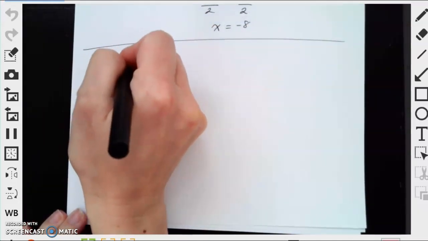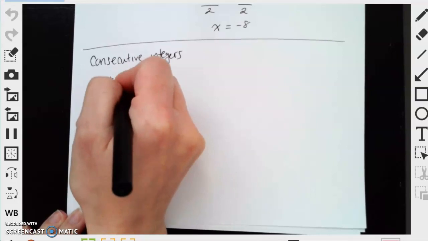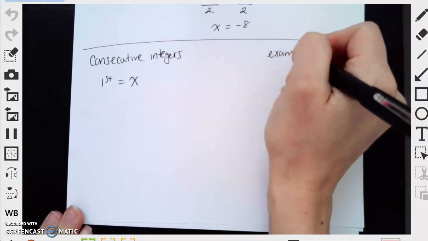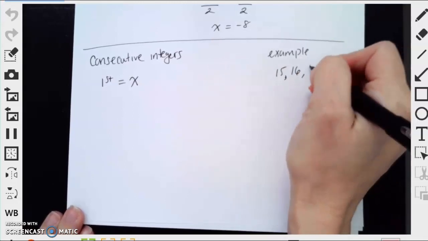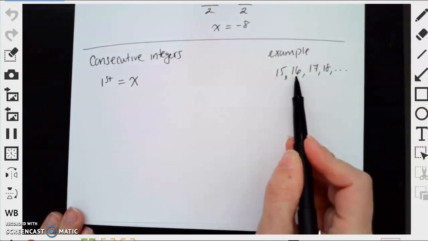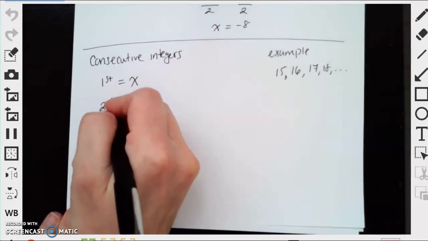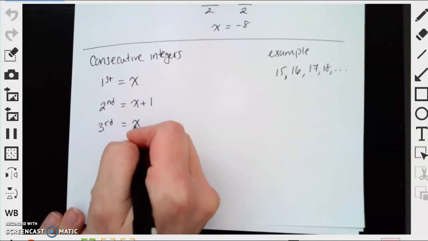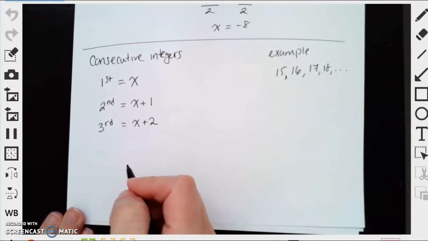So consecutive integers. Let's say the first one is x. If we think about an example of consecutive integers off to the side here, if I start with 15, the next consecutive integer would be 16, and then 17, and then 18, and so forth. If I have 1, I can get to the next one by adding 1. So if the first consecutive integer is x, that means the second is x plus 1. The third would be x plus 2, and so forth. And I would have x plus 3, x plus 4, x plus 5, depending on how many I needed.